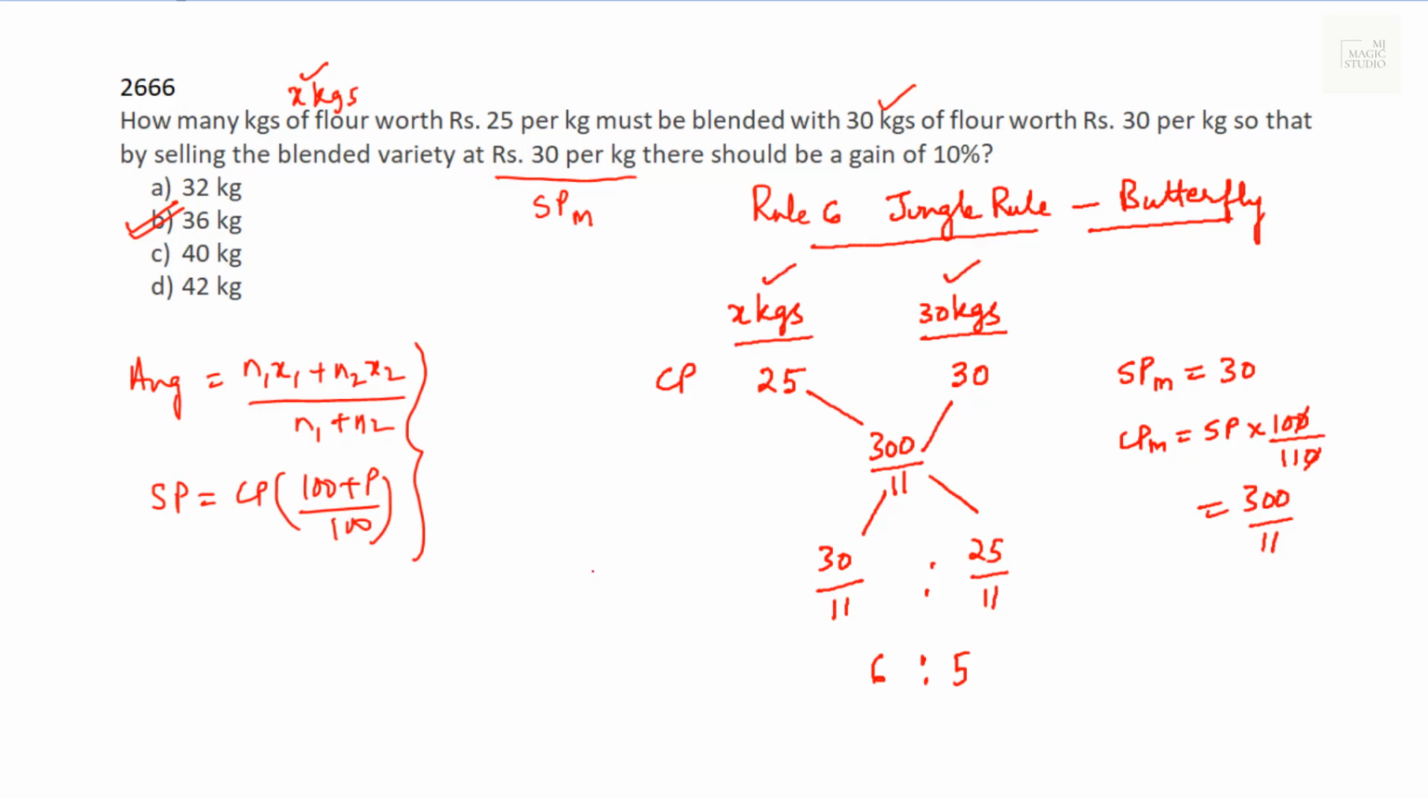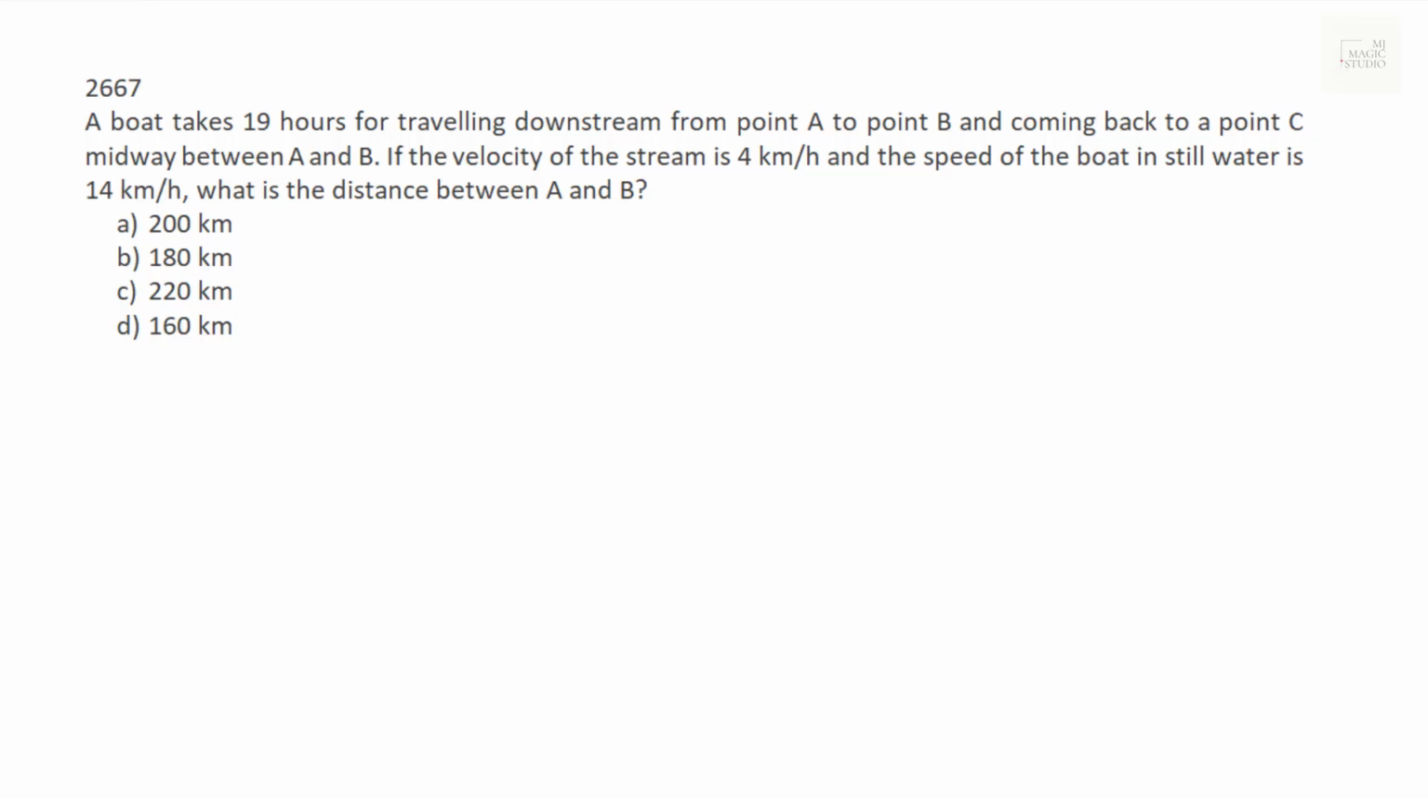Now the actual quantity used are x and 30. You can say x by 30 is 6 by 5. Straight away x is equal to 36 kg. Do practice jungle rule, cross diagram or butterfly diagram from our rule book, and we can easily calculate these kinds of questions in no time.